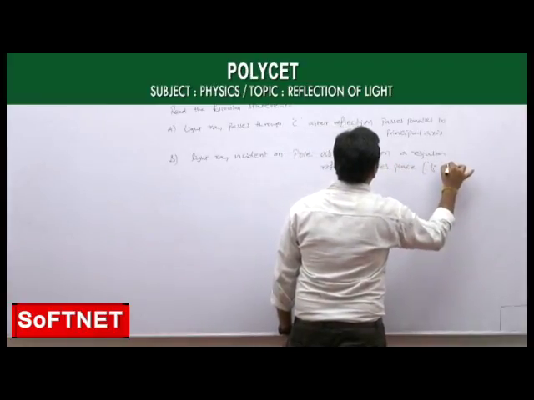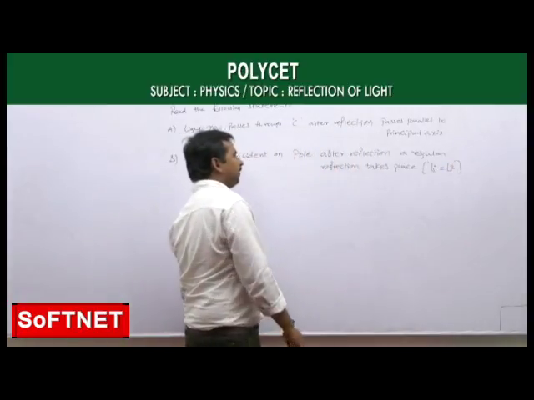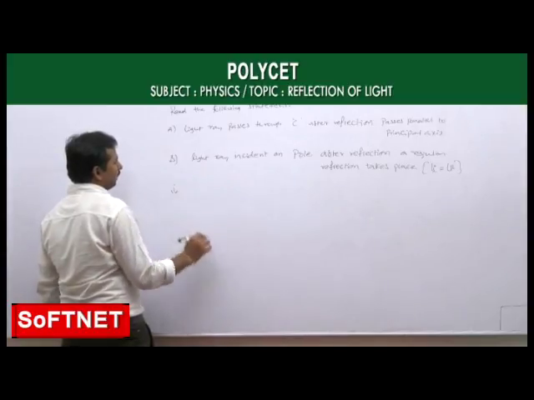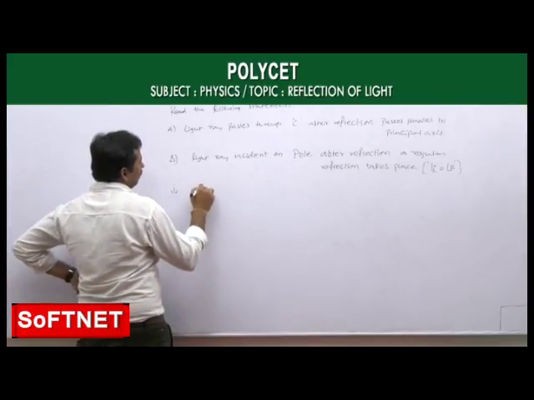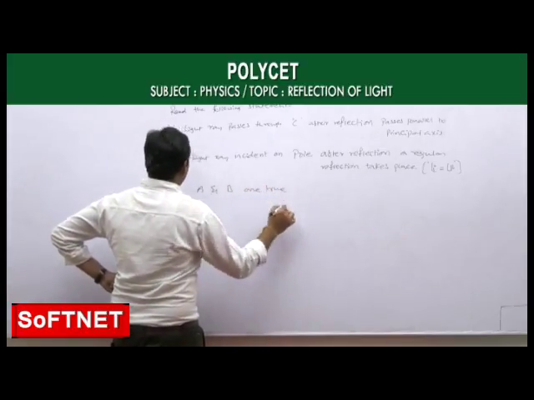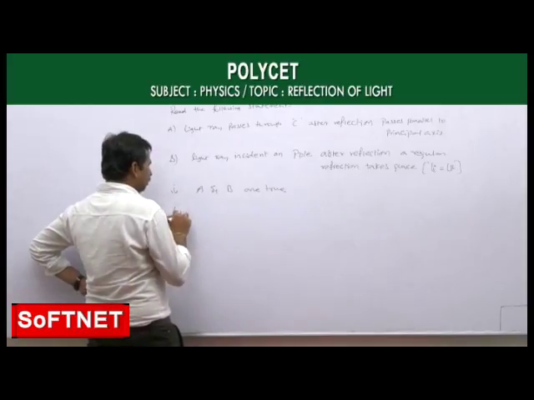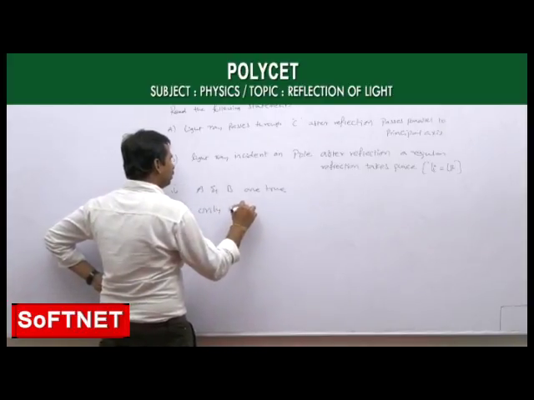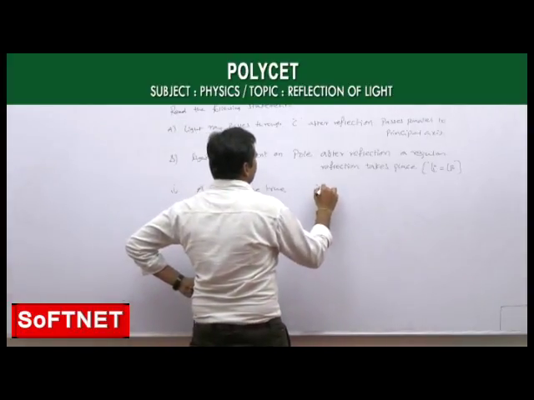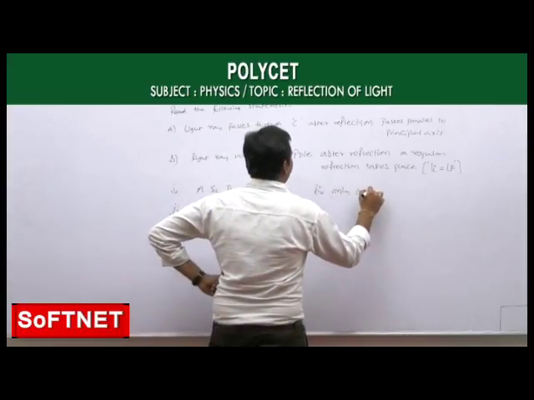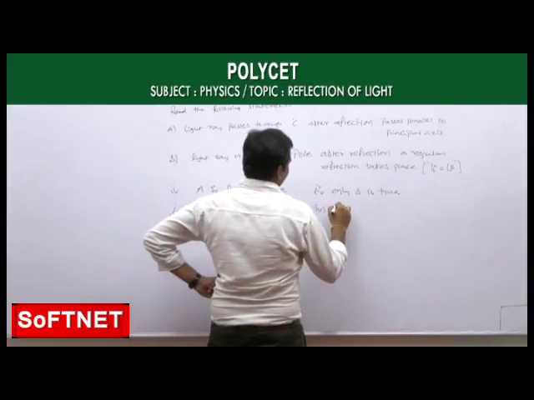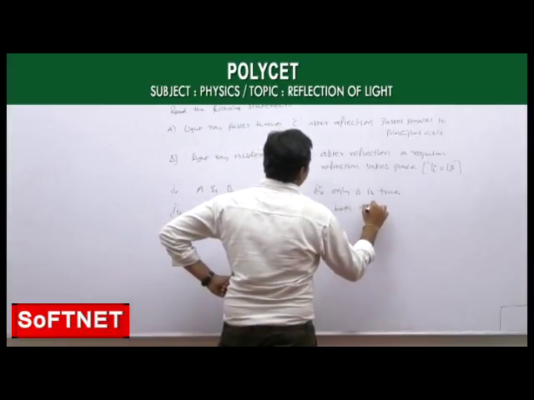Means angle of incidence is equal to angle of reflection. Of the given two statements, the options are like this. First option: A and B both are true. Second option: only A is true. Third option: only B is true. And fourth one: both A and B are wrong, means false.